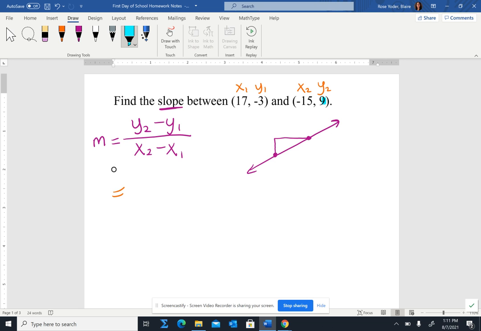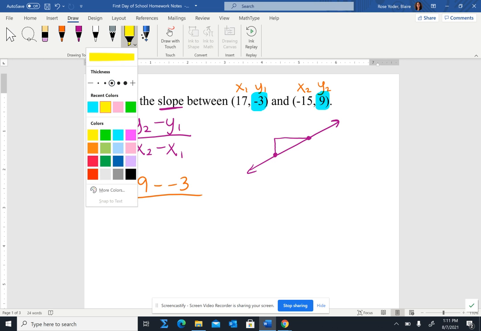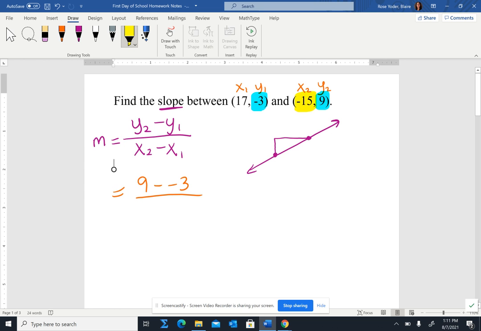We're going to start with y2 minus y1. So that's 9 minus negative 3. So that's the numerator of our fraction. And then for the denominator of our fraction, we need to do x2 minus x1. So negative 15 minus 17.